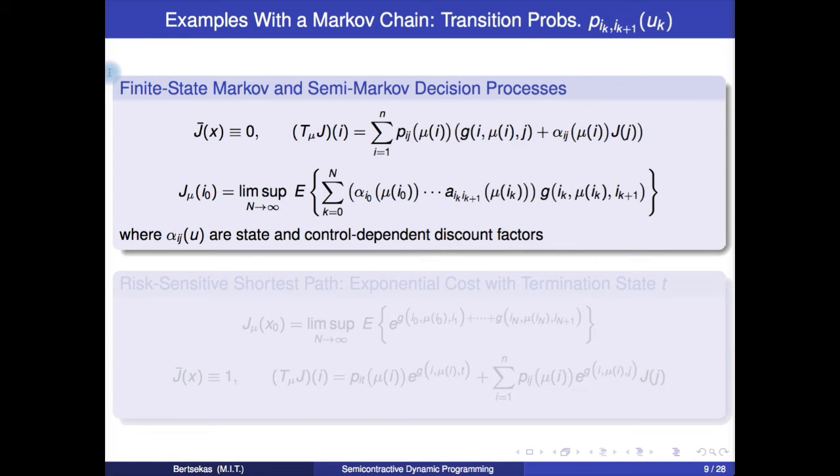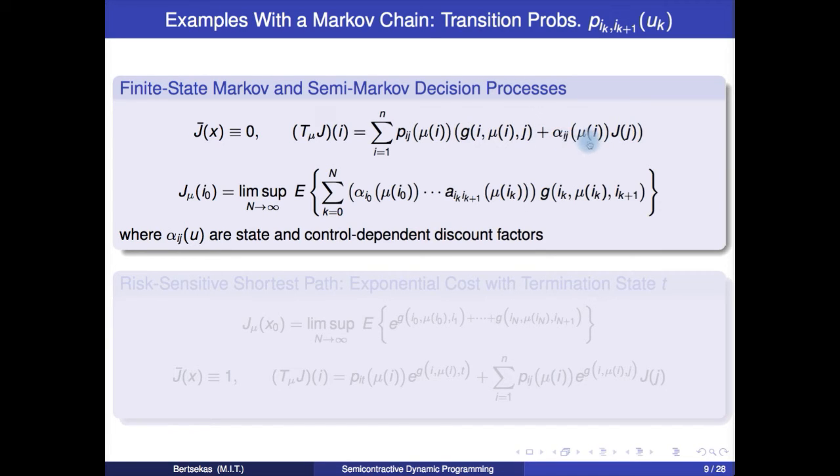Let us also consider some examples involving a Markov chain, either a chain with a finite number, let's say n number of states, or perhaps a countable number of states. The Markov chain is defined by transition probabilities from a state ik. You go to state ik plus 1 according to this probability, which may depend on the control that we apply. And the mapping T mu here is given in terms of the transition probabilities, the one-stage cost, and there's also a discount factor that depends on the state where you start, the state where you end up, and the control. That's a difference between these problems.